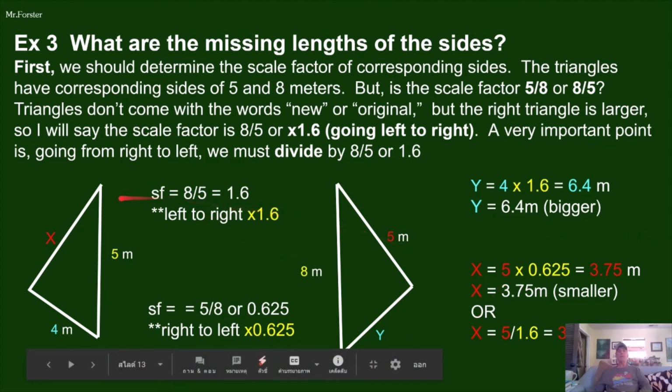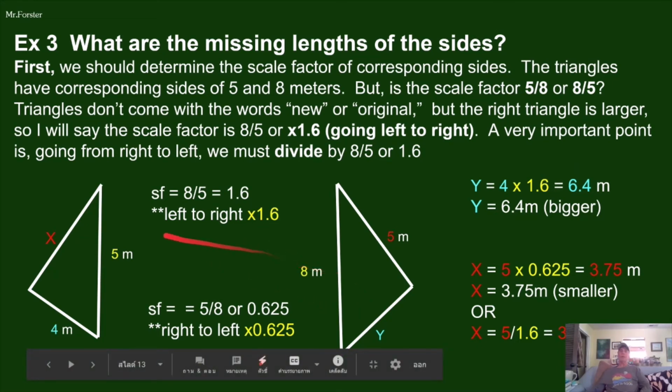And then going from here to here, from X to 5, well, I'm going from bigger to smaller. So again, I would use the 1.6, and instead of multiplying by 1.6, I would divide by 1.6. That's what I would do, and I get 3.75. But you could certainly just flip the reciprocal of that scale factor, and you'd get 0.625 as an equivalent fraction, and that is 3.75. So either way it works, and that is smaller than 5. So there we go. That's how you find the missing lengths, and you could use two scale factors, going from left to right or from right to left.